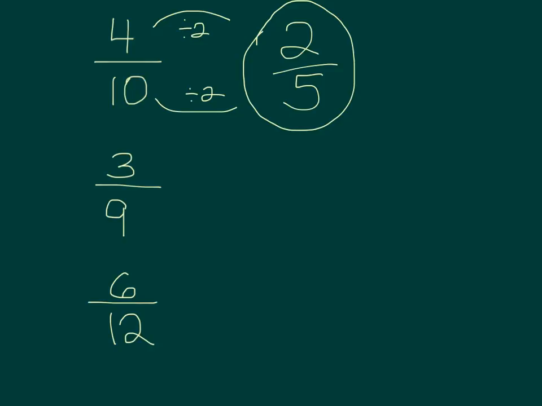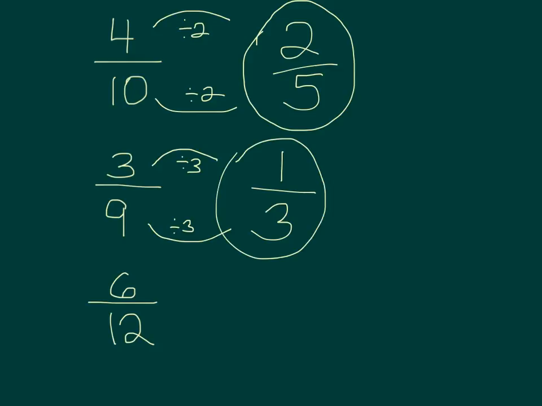Now the middle one, 3/9. What divides evenly into 3 and 9? 3. 3 divided by 3 and 9 divided by 3. 3 divided by 3 is 1. 9 divided by 3 is 3. And I know that's in simplest form because the numerator is a 1.